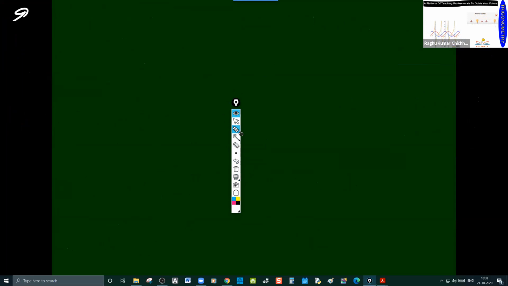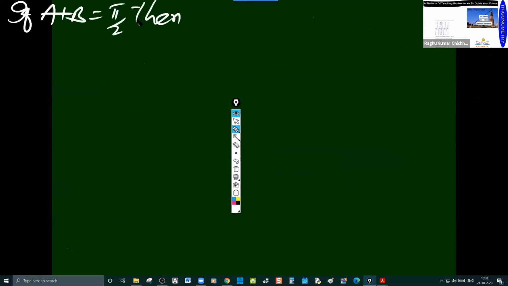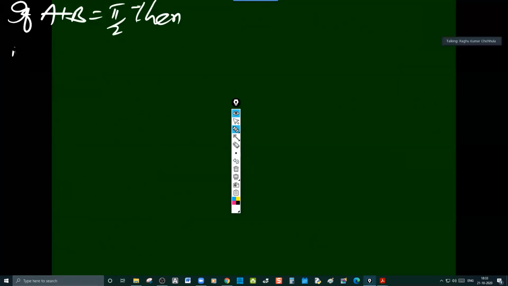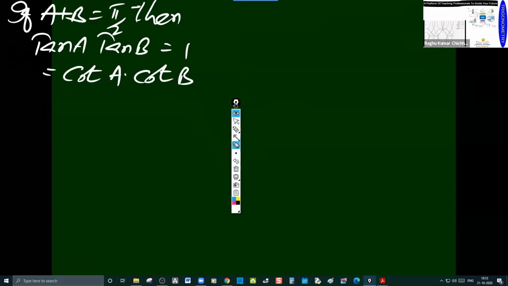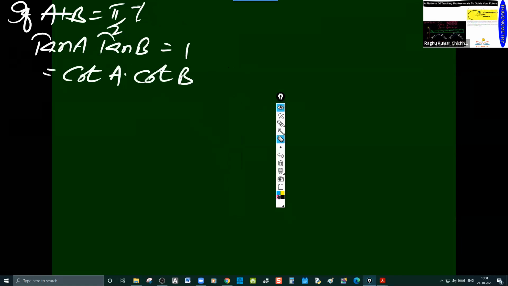I'm writing in terms of tan and cot. If A plus B is equal to pi by 2, then you tell me number 1, tan A into tan B is equal to 1, which is equal to cot A into cot B. That's good. Now we are forming the questions on this one. Let me begin with the very basic question.